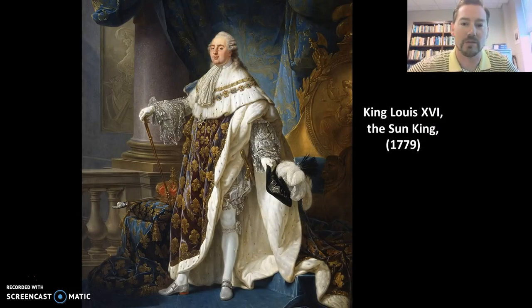Those are the three different estates: the aristocracy, the nobility, the monarchy. They are represented here by King Louis XVI, dressed in his royal garb. Very common for a king at this time to look that way, very extravagant and elegant, and that is a representation of the nobility. He's obviously the king, so he's the top of the monarchy there.